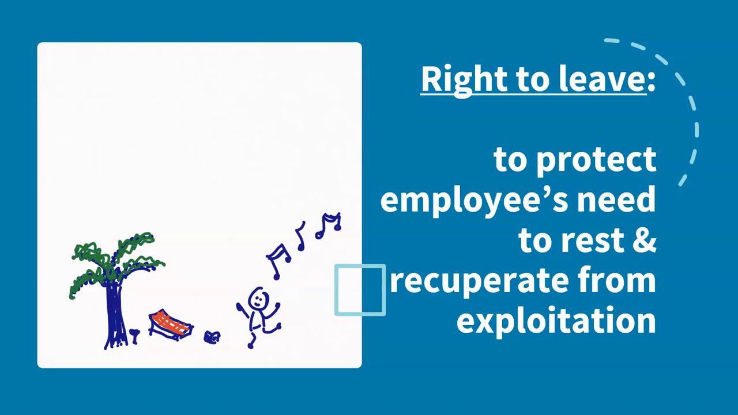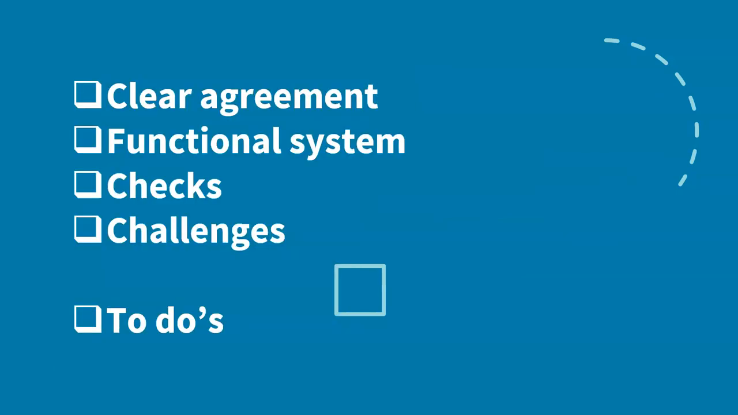And so the right to leave is especially important for people working in a nonprofit organization, because they tend to not really use the right to leave enough to rest and recuperate, to refresh from the stress of the work and the stress of wanting to achieve a mission that might be difficult to achieve in a lifetime. So what are we going to talk about today? We're going to look at clear agreement, functional system, checks, challenges, and then what can you do? That's what I want to talk to you about in my presentation.